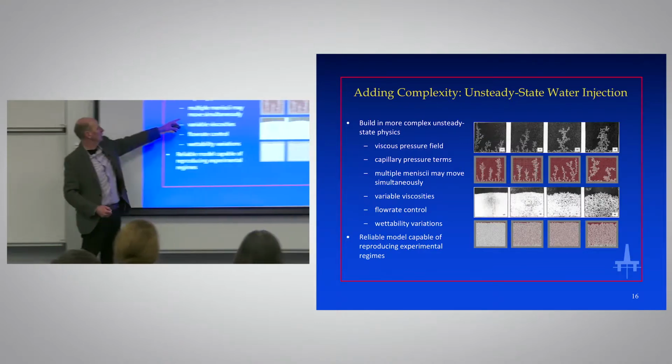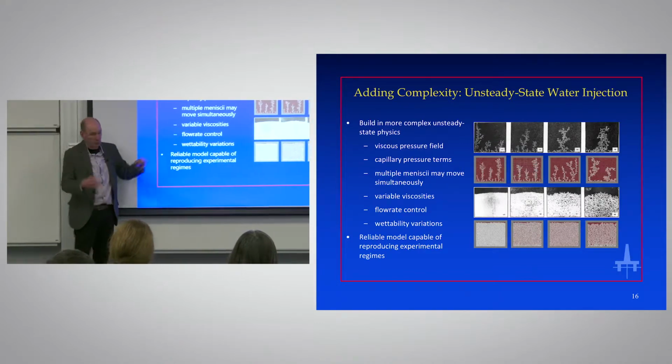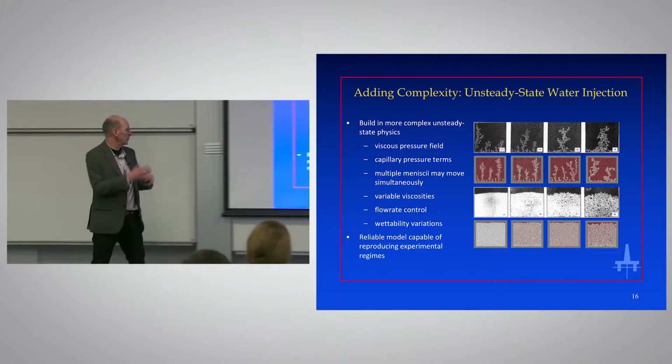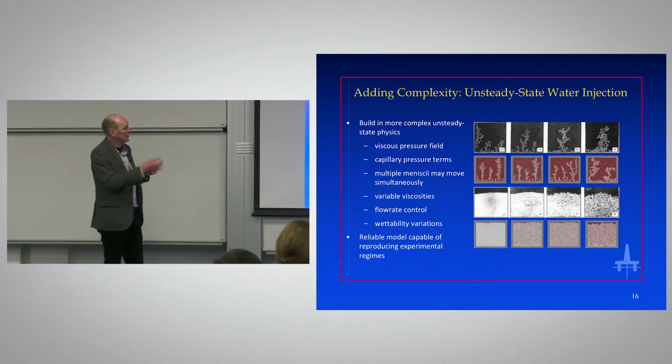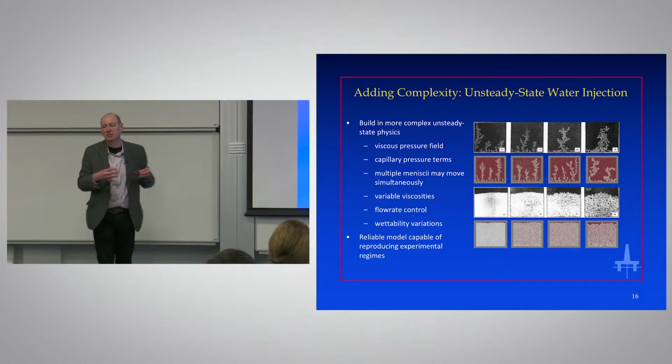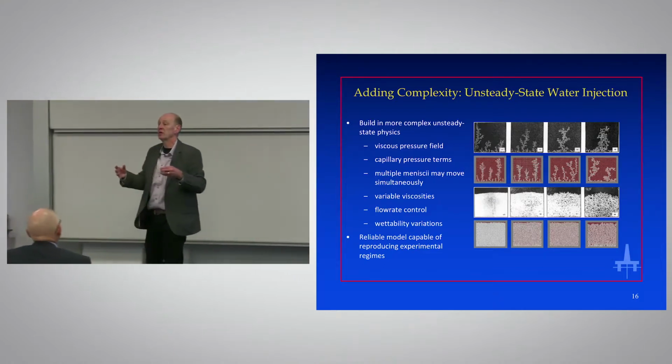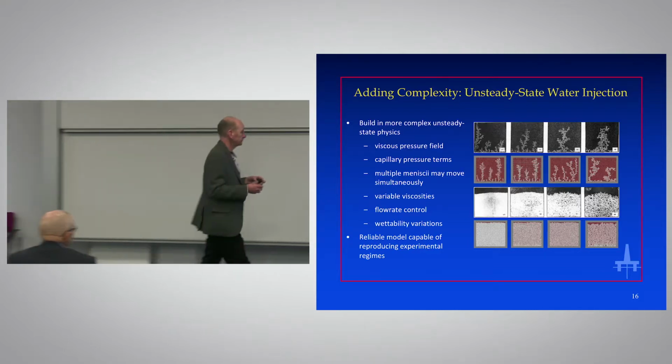We want to be able to track multiple menisci. We want to change the viscosity. We want to do a whole lot of more realistic things so that we can use our numerical model to look at some very interesting physics and then come up with hopefully some new ways of producing a reservoir.